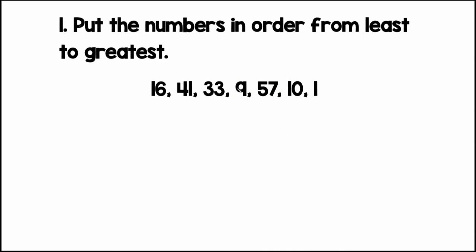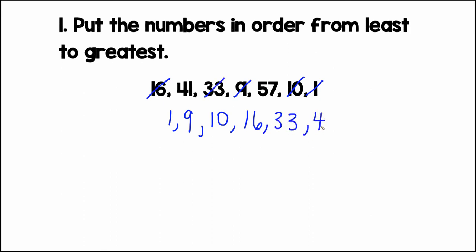So what we'll do is we'll start and we'll kind of take a browse. We'll see that number 1 comes first, cross it out. We'll look, 9 comes second, cross it out. Like I said, this is very important to make sure you don't forget anything or do something twice. Next would be 10. Next would be 16. Next would be 33, 41, and 57.